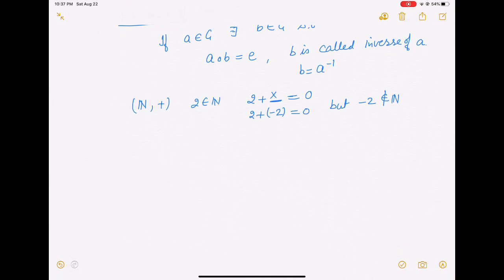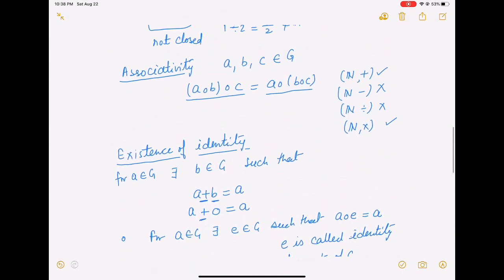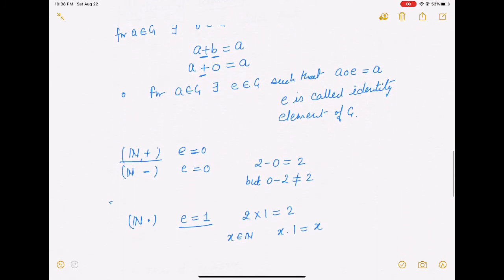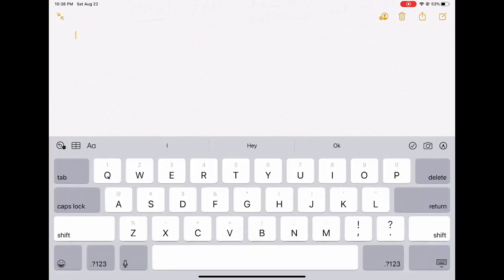So the set of natural numbers does not satisfy the property of the existence of inverse. Not every element in N has an inverse. So we have learned about the 4 properties. First one is the closure property, then the associative property, existence of identity, and the existence of inverse. Now if all these properties are clear, then we move to the next, the definition of the group.